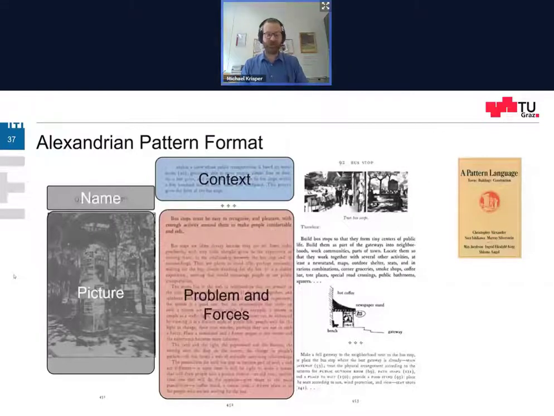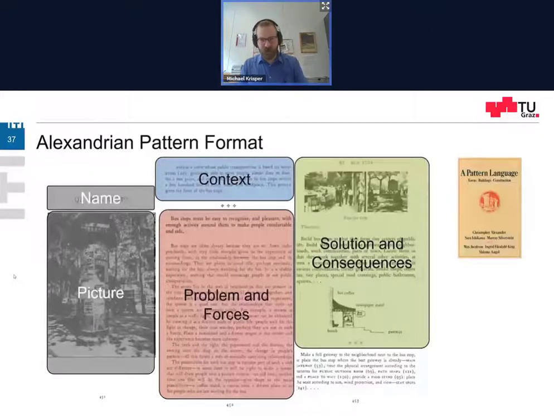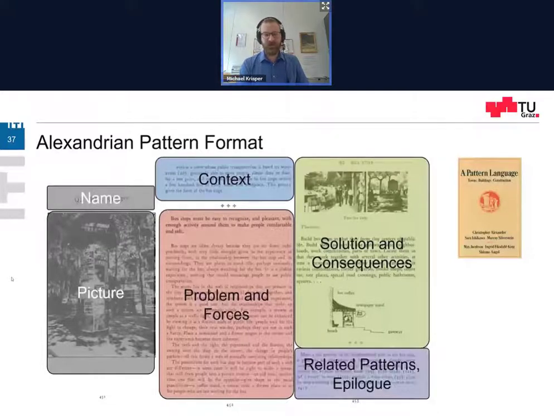In the Alexandrian pattern format, he mixed it up. So he described the problem and the forces in one single chapter. Then you have the solution and the consequences. And also some drawing, for example, here at the bottom of the screen, you have a drawing of how a bus stop could look. You have some examples. And in the Alexandrian format, you also have the related patterns and epilogue. So he tried to connect different patterns to each other. And this makes a pattern language, actually.